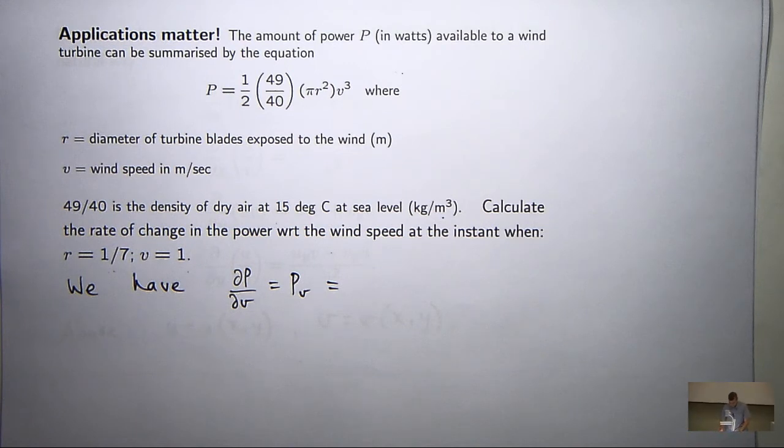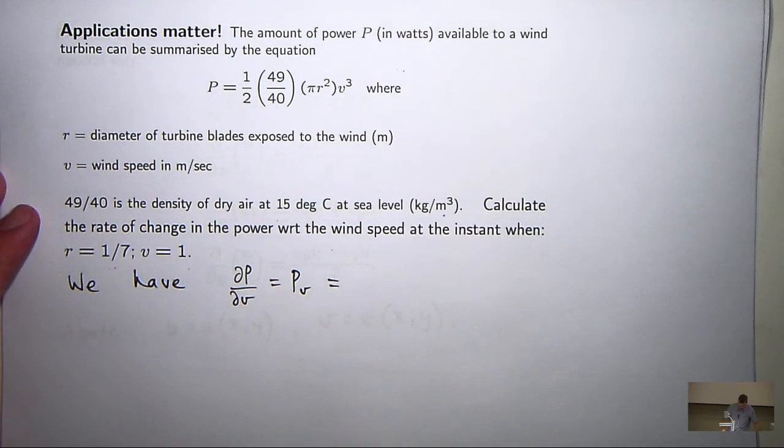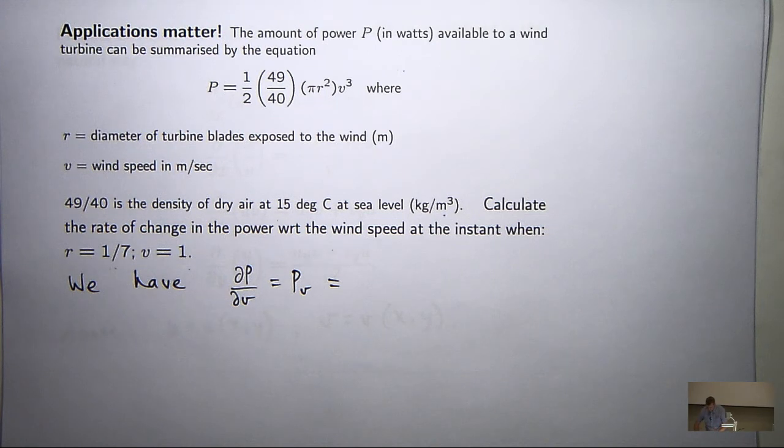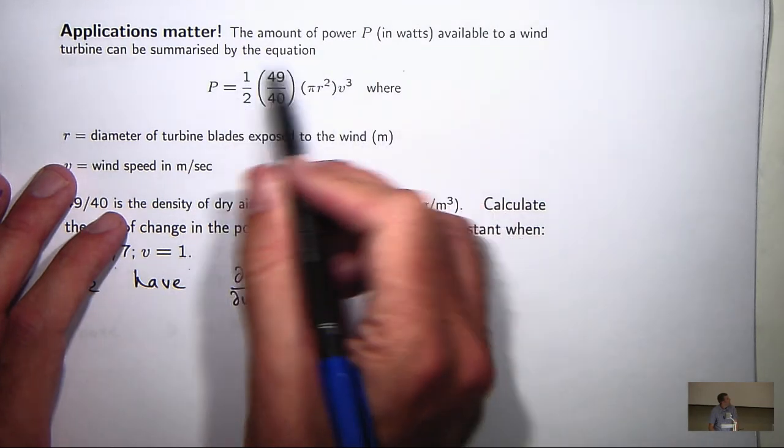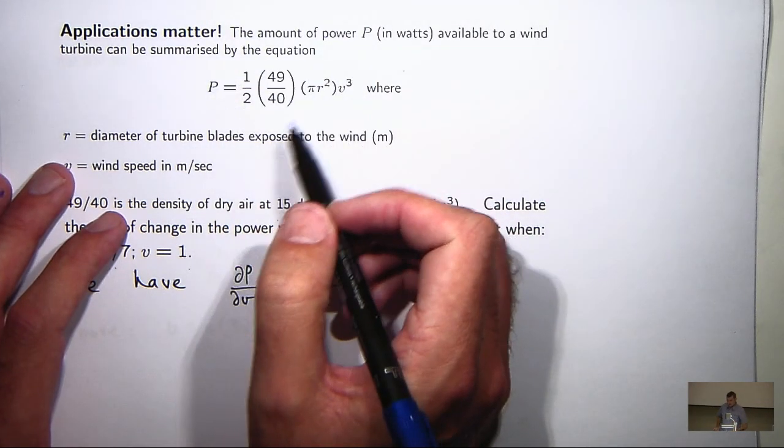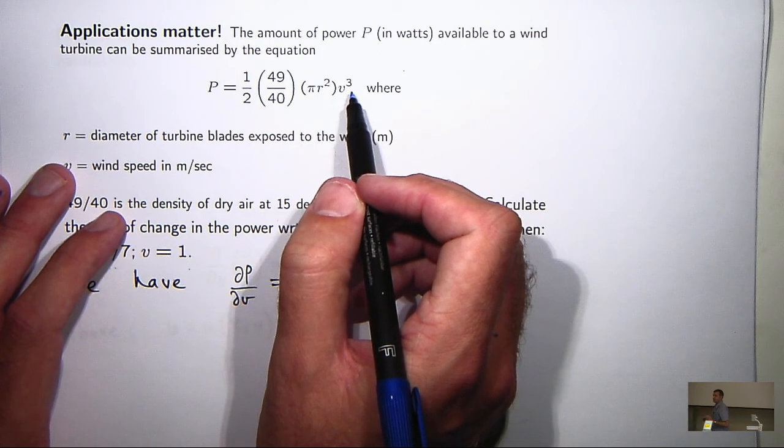So if I differentiate this partially with respect to v, remember I'm holding r fixed. I imagine r is a constant. So basically I'm going to differentiate normally with respect to v, so the 3 is going to come to the front, and I'm going to get something like this.